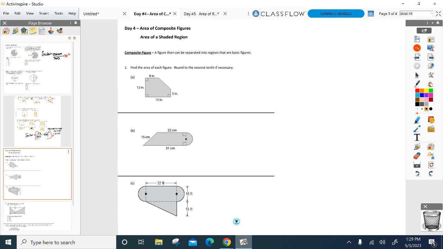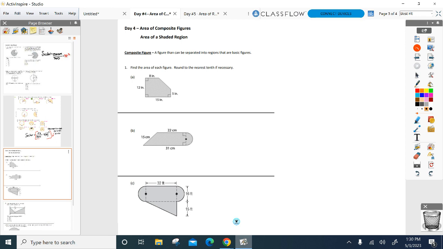So what we're doing today, if you take a look at 1A, that figure, I have no idea what that figure is. Could be a trapezoid, who knows? But I don't know what that figure is. This is called a composite figure. It's basically a figure I can't name and I don't have a formula for, but I can break it up into shapes that I do have formulas for. All right, so that's a composite figure.